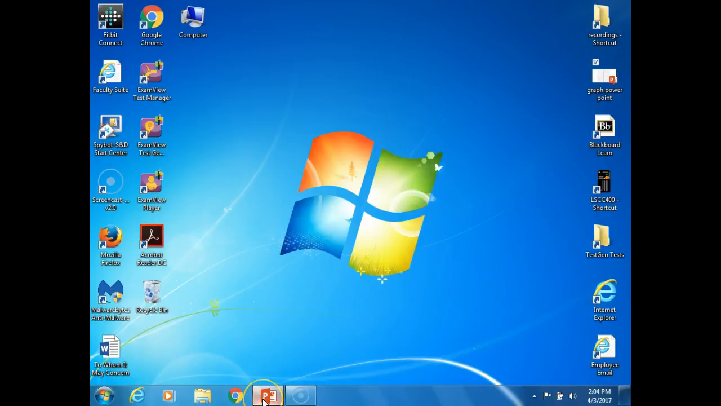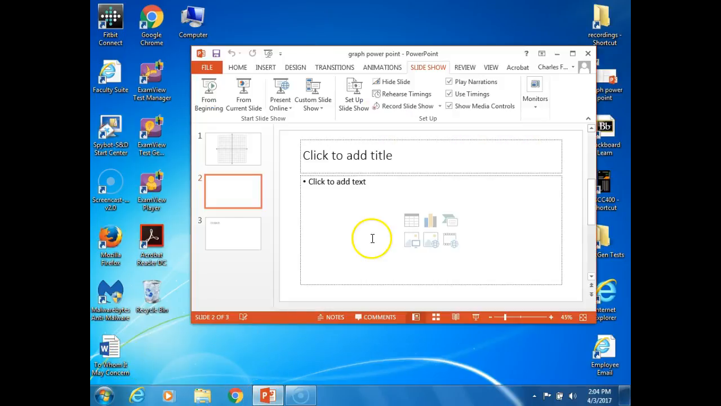And I thought I had opened PowerPoint. There it is. We'll go from current slide. And we will get our pin color selected. Okay.